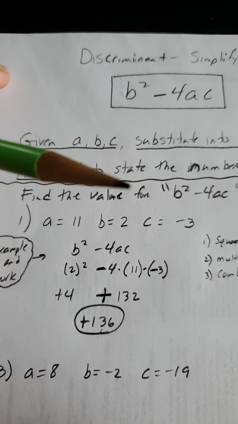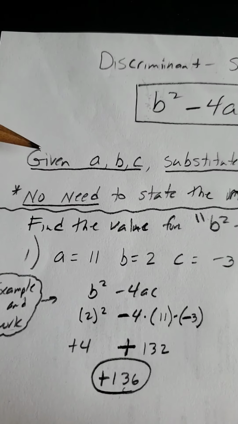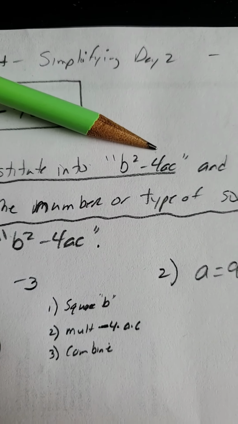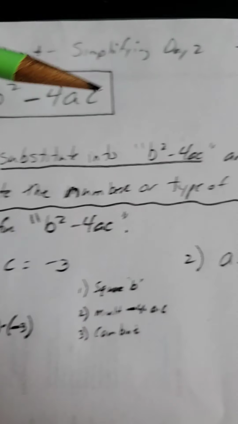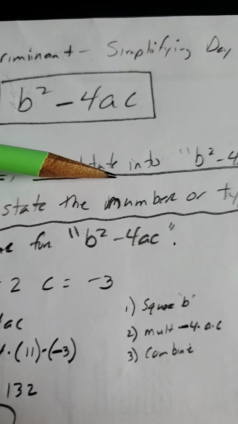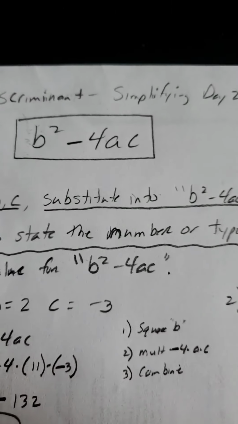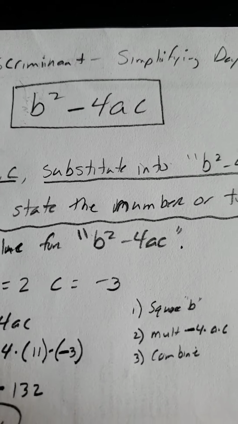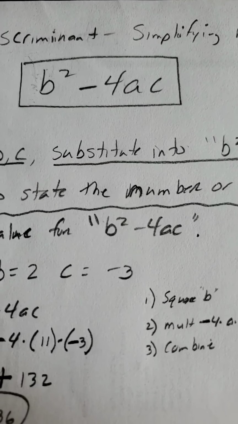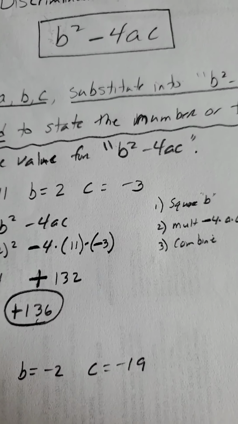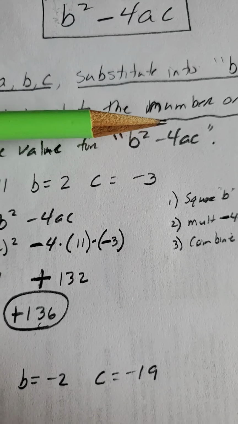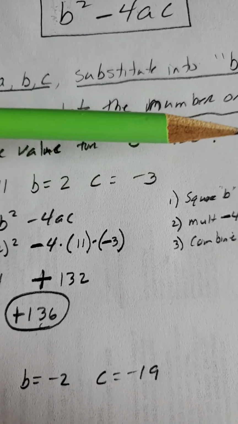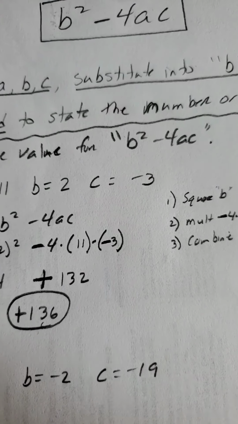Yep. So I've done the first question for you. Given a, b, and c, all I want you to do today is substitute into b squared minus 4ac and simplify. Today, there's no need to state the number or types of solutions. For example, Wednesday I had you say, okay, that a positive means there's two answers and they're going to be real numbers. You do not need to do that today. Today I just want to focus on making sure you can handle b squared minus 4ac. Because if you can't handle b squared minus 4ac, you're going to really struggle Monday when I add something to it.